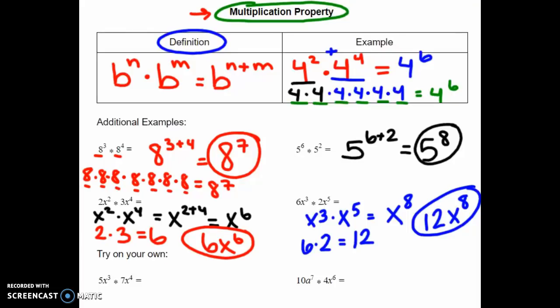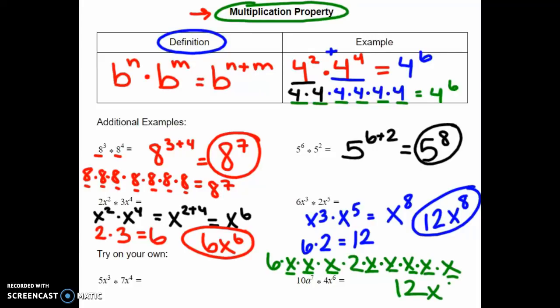Now if I were to write that out in expanded form, I want to show you an example of this one so that you can still see that we'll get 12 times x to the 8th. So if I were to write this out in expanded form, I have 6 times x times x times x times 2, and then I'm going to have 5 x's written out. Notice if we were to just do regular multiplication, I still get my 6 times 2 to get my 12. And then if I add 1, 2, 3, 4, 5, 6, 7, 8, I get my x to the 8th power. So you can always go back to that expanded form if you're ever unsure.